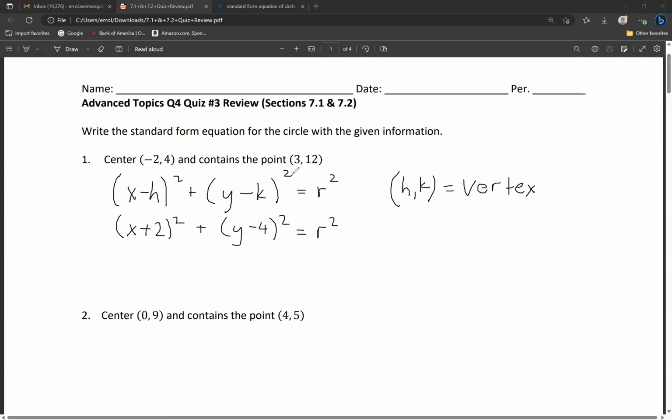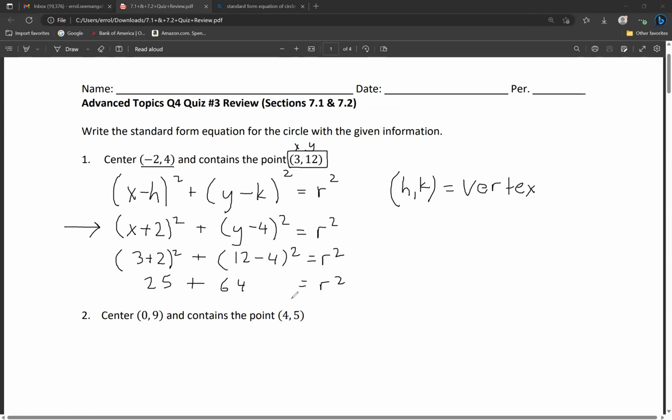Okay, so now we plug the point in, 3 comma 12. So this is your x and this is your y. Just plug it into this line right here. So x is 3, right? So 3 plus 2 squared plus, what's y? 12 minus 4 squared equals r squared. Are you with me? Making sense? Okay, so 5 squared is 25, plus 8 squared is 64, equals r squared.